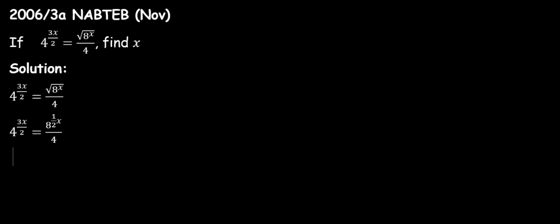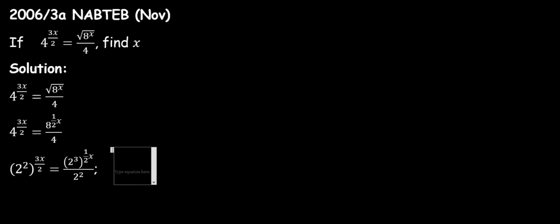We now have 2 raised to power 2, we open our close bracket, that will be the value of our 4 in powers. Then raised to power 3x over 2 will be equals to, we know 8 is the same thing as 2 raised to power 3, so we introduce a bracket for that 2 raised to power 3 and we raise it to power half x that was there before. The denominator at the right hand side will be 2 raised to power 2. Now, since we've been able to achieve that, let us arrange properly. We now have 2 raised to power 3x because the 2 inside the bracket will cancel out the 2 in the denominator in the powers.